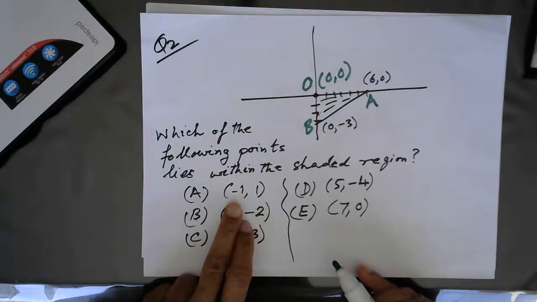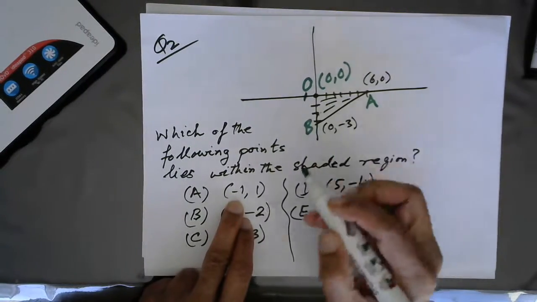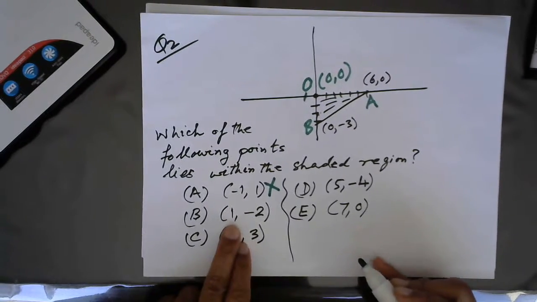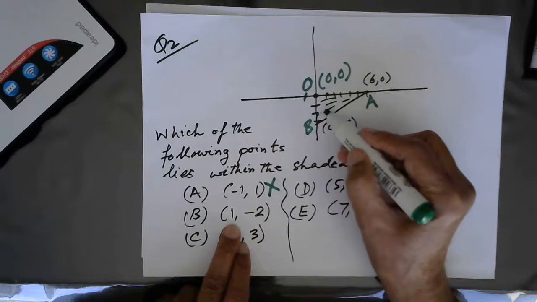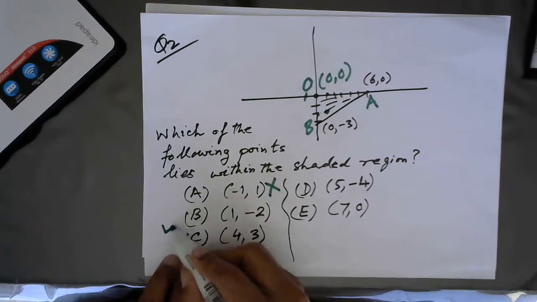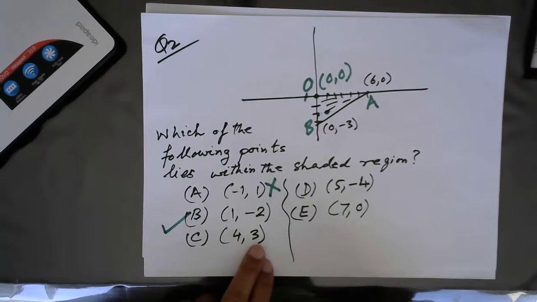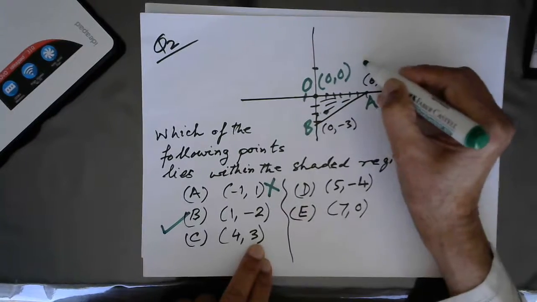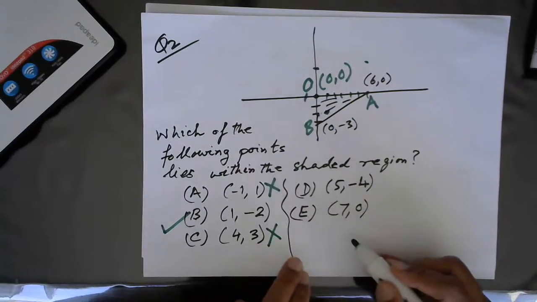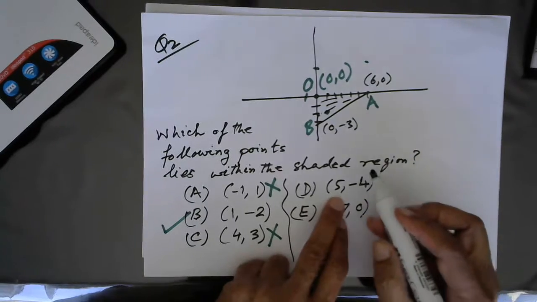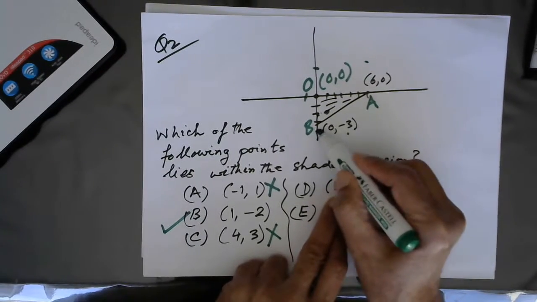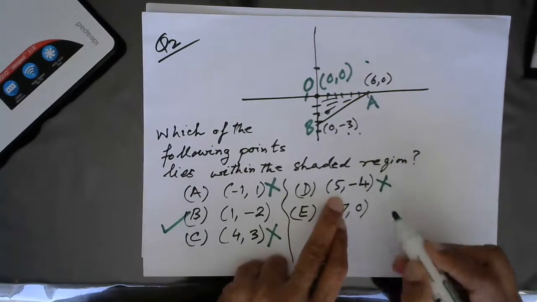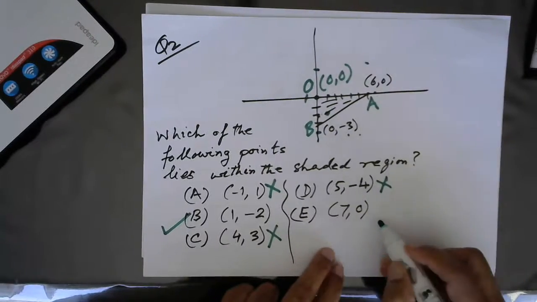Now, look at the first point. This is negative 1. Negative 1 is here, so we reject it. Look at point number 2, B. It is 1 minus 2. This is 1, negative 2 is here. So yes, this is within the region. Look at 4, 3. Well, this 3 is positive, so it is somewhere up here, and 4 will be somewhere here. So this is not within the region. 5, negative 4. Negative 4, this is negative 3, negative 4 will be somewhere here, and 5 would be somewhere here. So this is rejected. 7, 0 is outside this, so we reject this.